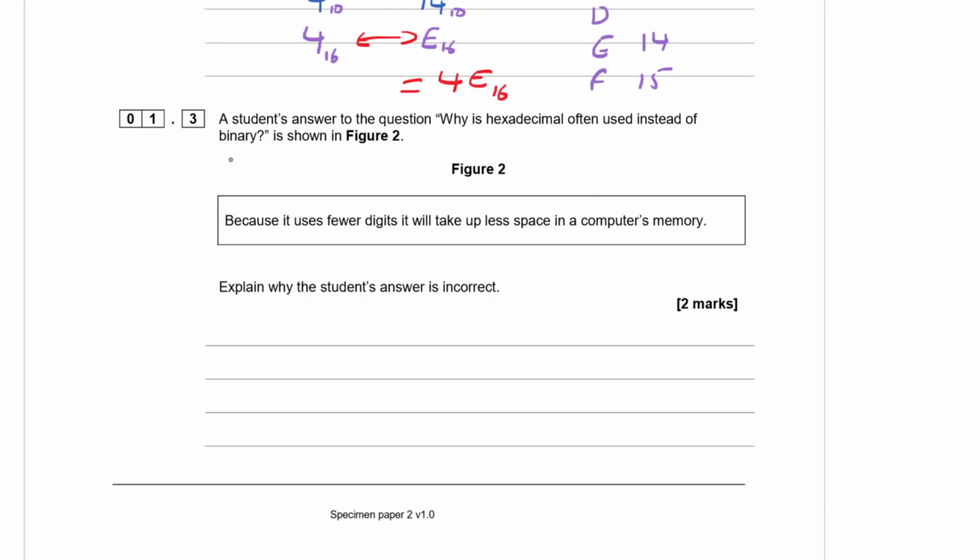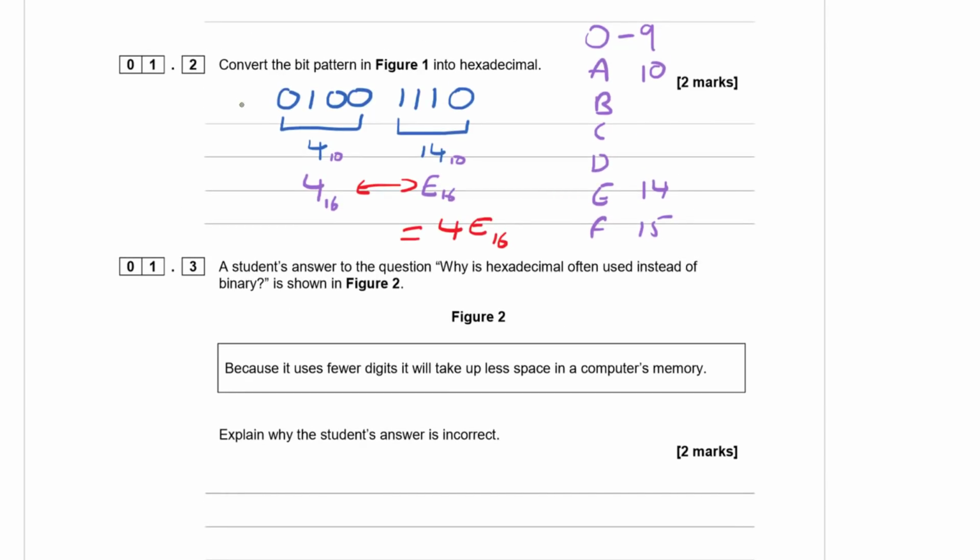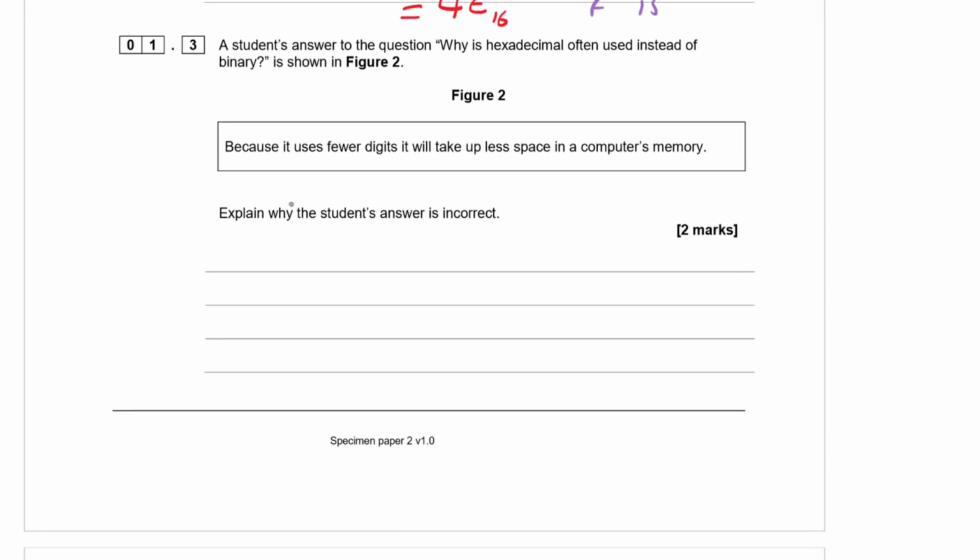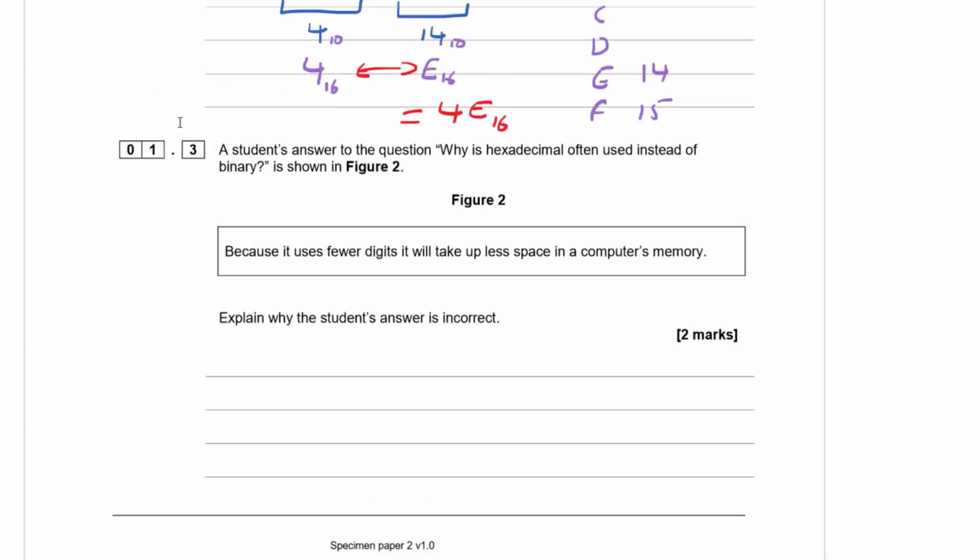For the third part, a student asked why hexadecimal is often used instead of binary, and that person said because it uses fewer digits it will take up less space in the computer's memory. I've got to explain why that student is incorrect. Well, first of all, hexadecimal is used because when you're writing it down it takes up less space. Clearly we started with this bit pattern here and we've ended up with a much shorter version, so it's divided by 4. But that's not actually anything to do with the computer's memory. The computer only ever deals with binary. This is just useful for us.